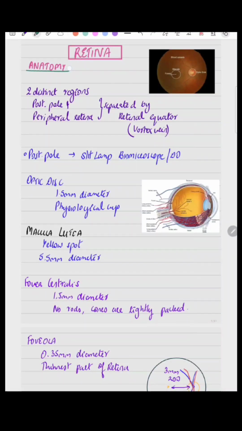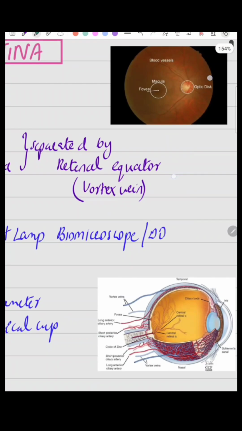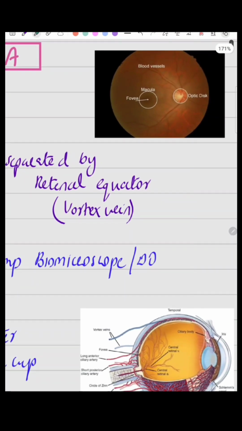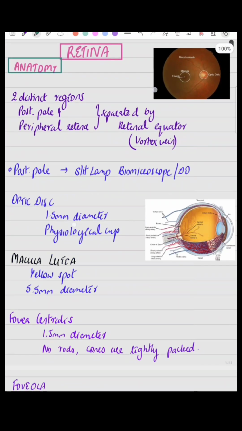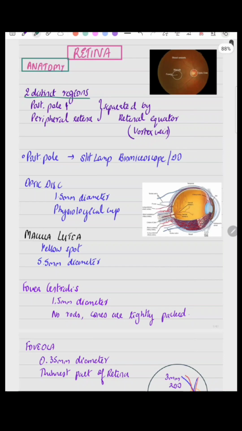Retina anatomy. It is a thin transparent membrane which extends from the optic disc to the ora serrata. It is divided into two distinct regions, the posterior pole and the peripheral retina, which is separated by the retinal equator.